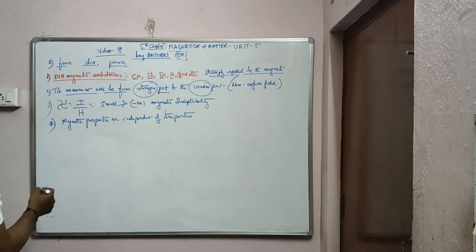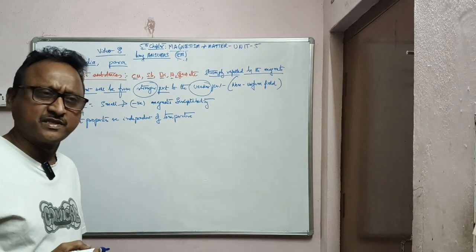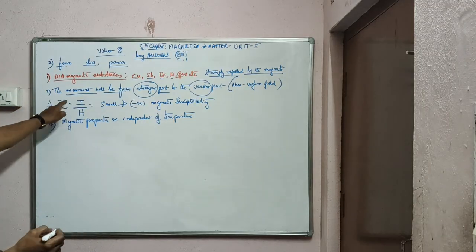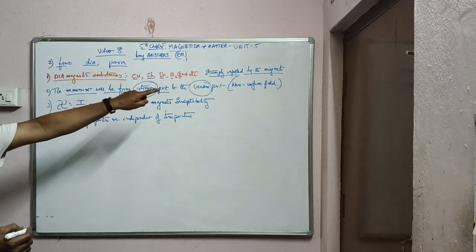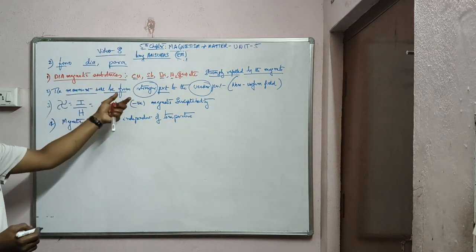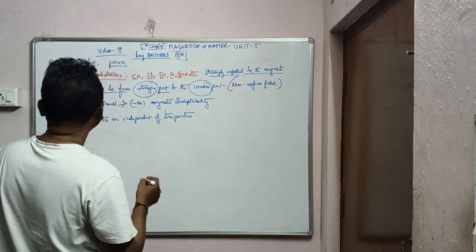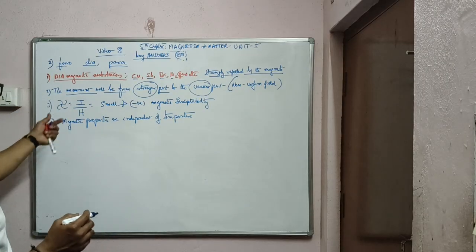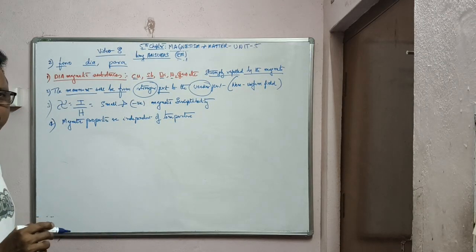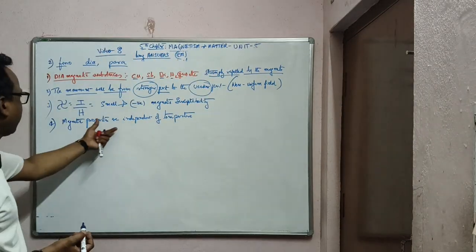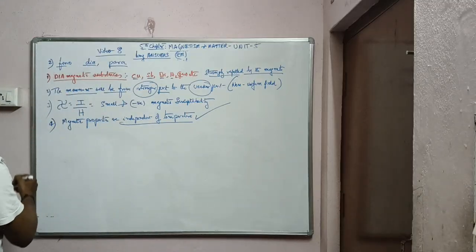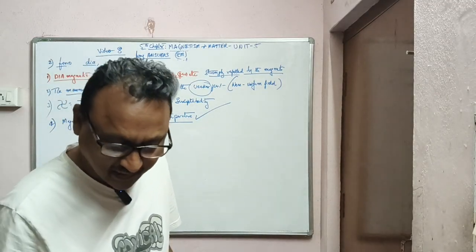So this is about the diamagnetic substances. Copper, antimony, bismuth, hydrogen gas, etc. are strongly repelled by the magnets. They move in a non-uniform field from stronger part to the weaker part. The zeta value, magnetic susceptibility, is small and negative, the I by H ratio, intensity of magnetization to that of magnetizing field. And the magnetic properties do not depend upon temperature increase or decrease.